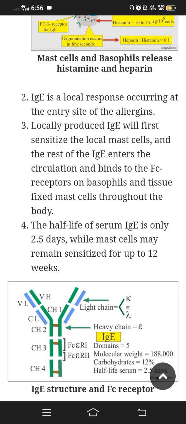IgE is a local response occurring on the entry site of allergens. Locally produced IgE will first sensitize the local mast cells, and the rest of the IgE enters the circulation and binds to the Fc receptor on basophils and tissue-fixed mast cells throughout the body. The half-life of serum IgE is only 2.5 days, while mast cells may remain sensitized for up to 12 weeks.